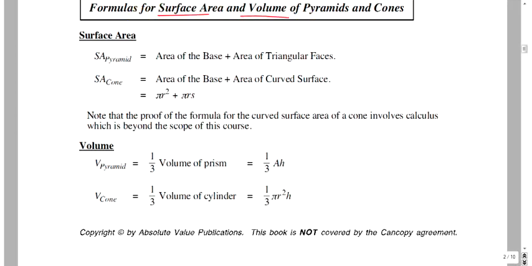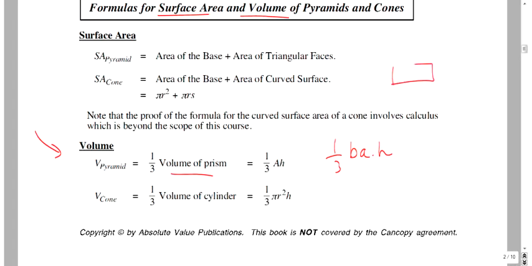Surface area and volume of these two shapes. Okay. Let's start with the easy one, volume. If you look on your formula sheet, find the pyramid. What does it say for volume? It says 1/3 the volume of a rectangular prism. That's what it says. 1/3 times base area times height. Okay, hang on. 1/3 times base area times height.